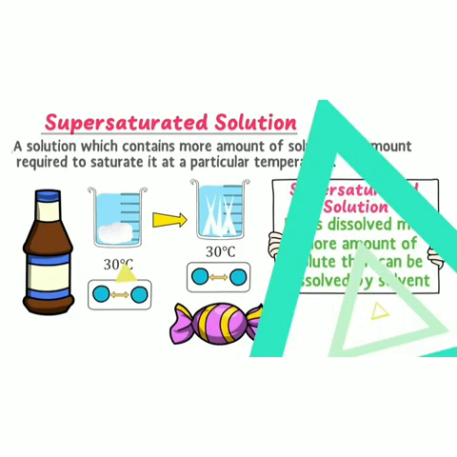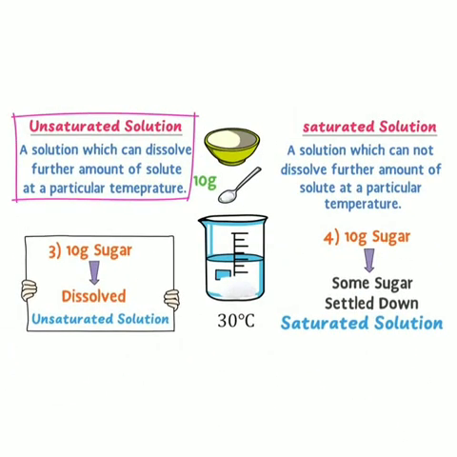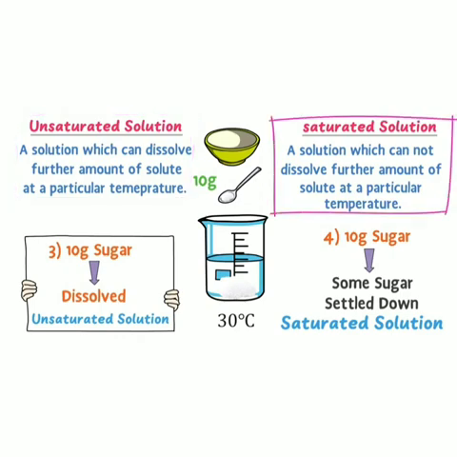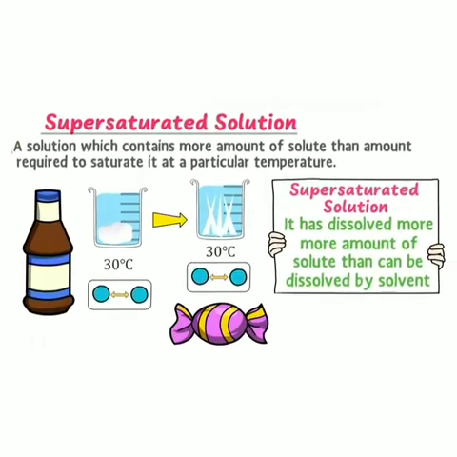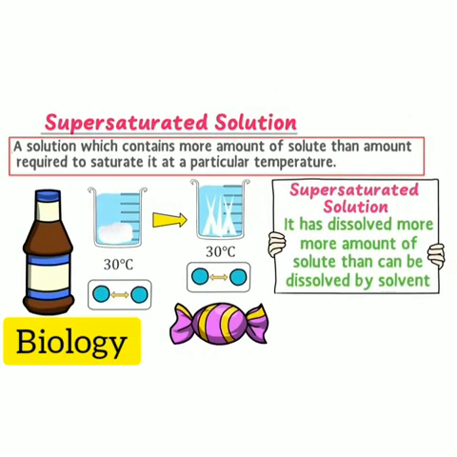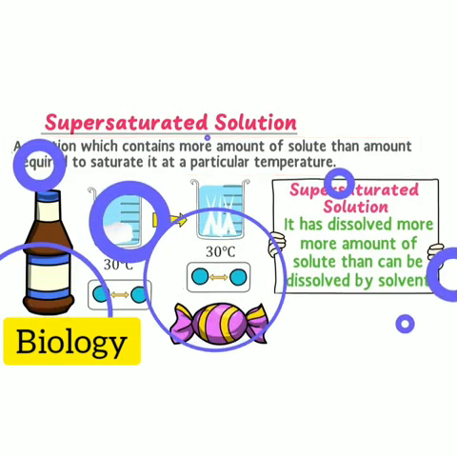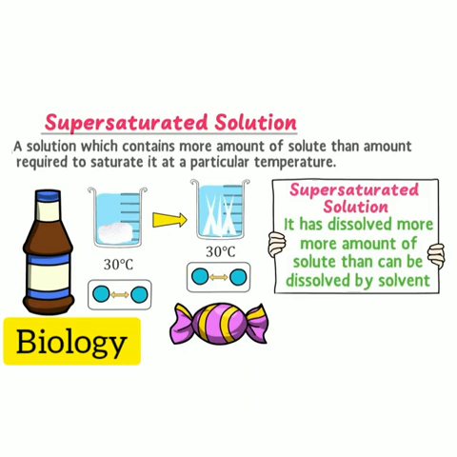So see here, unsaturated solution: a solution which can dissolve further amount of solute at a particular temperature, okay. This is the definition of unsaturated solution. Next is saturated solution: a solution which cannot dissolve further amount of solute at a particular temperature, okay. In saturated solution the solution does not have more ability to dissolve. Supersaturated solution has dissolved more solute than can normally be dissolved by the solvent, and contains more solute than the amount required to saturate it at a particular temperature, understand? Saturated, unsaturated and supersaturated solution. Thank you, students.